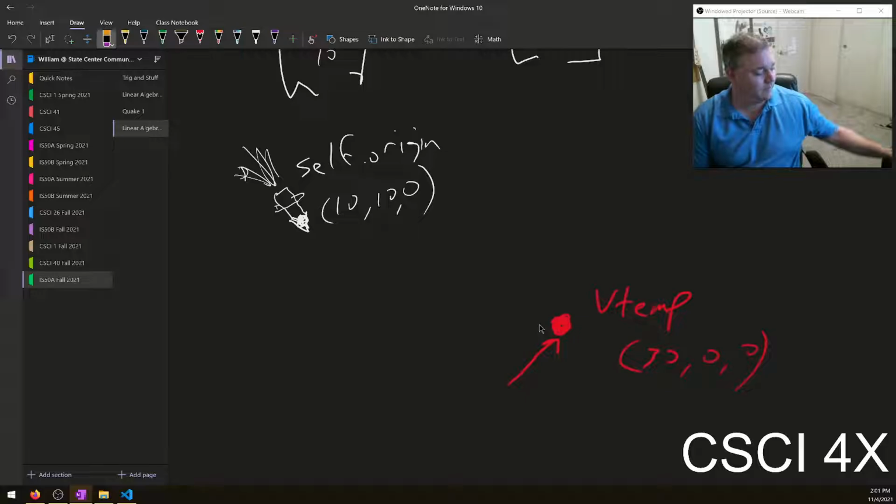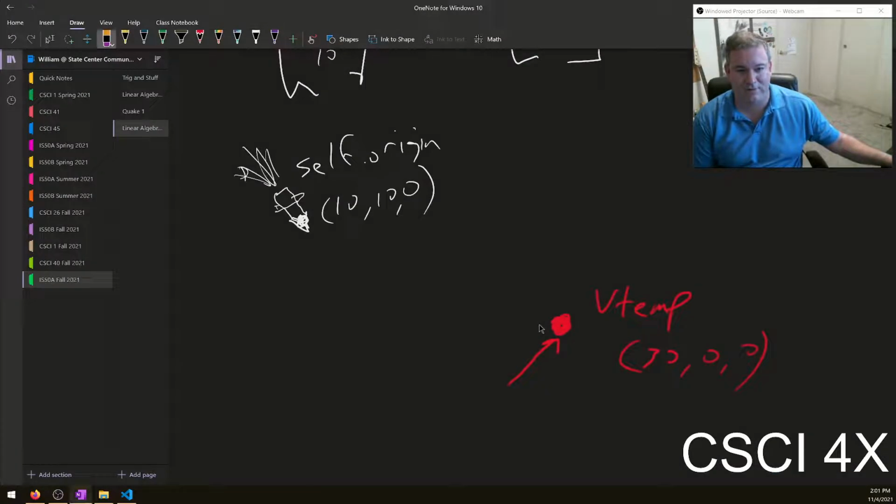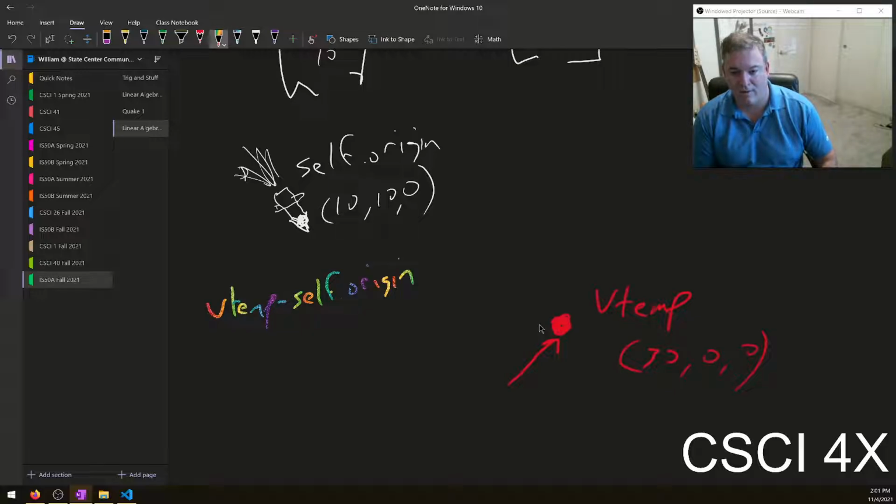So what it's doing is saying take vector temp and subtract vector origin. This is a displacement vector. So it is saying vtemp minus self.origin. And do you guys remember how to do vector subtraction?